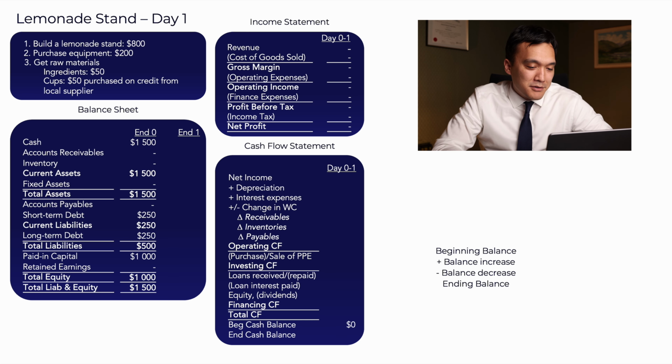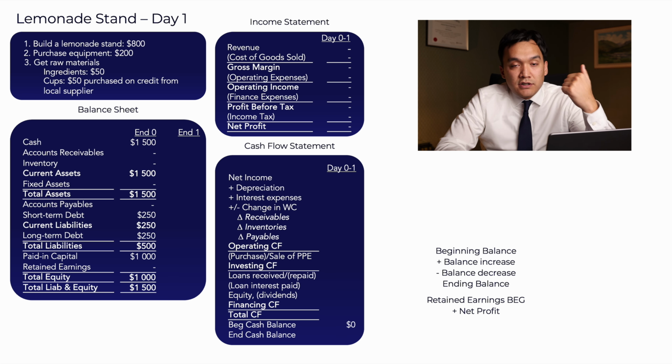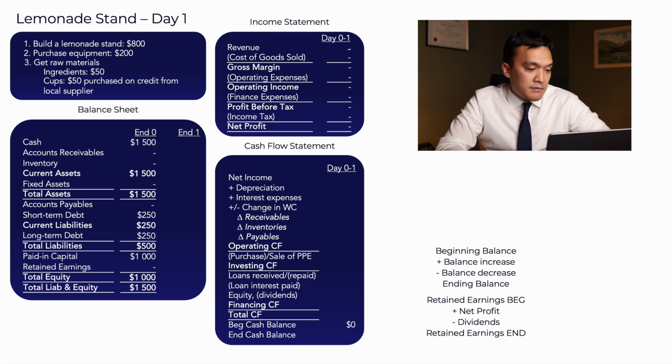Let's have a look at an example to have a better idea. For example, we have retained earnings at the beginning of the period. So what increases our retained earnings? It is our net profit during the period. And what decreases our retained earnings are dividends. So retained earnings plus net profit minus dividends will yield us retained earnings at the end of the period.